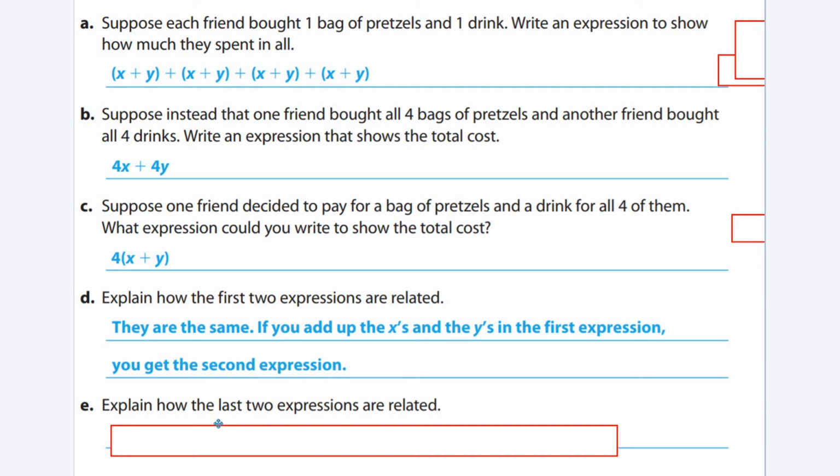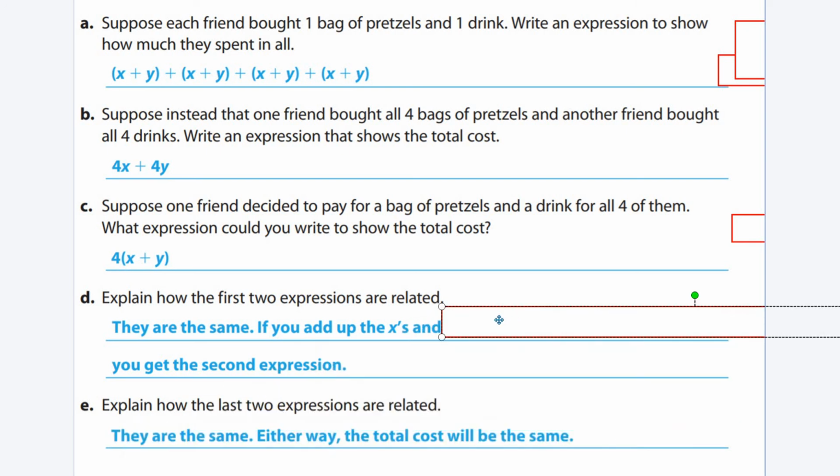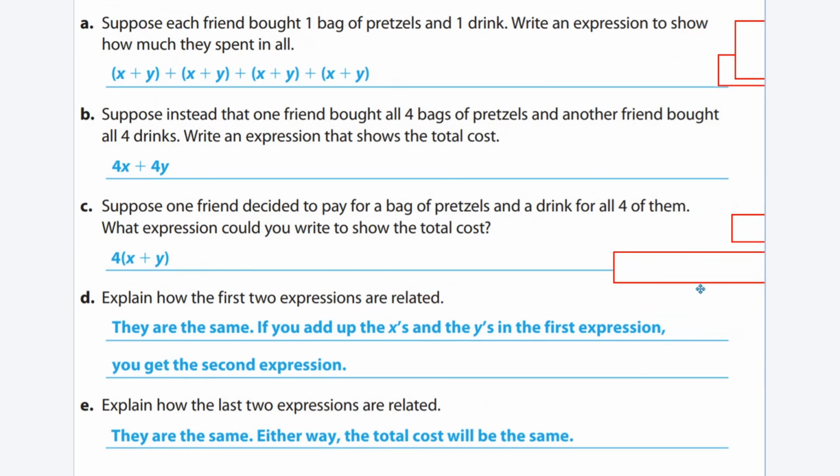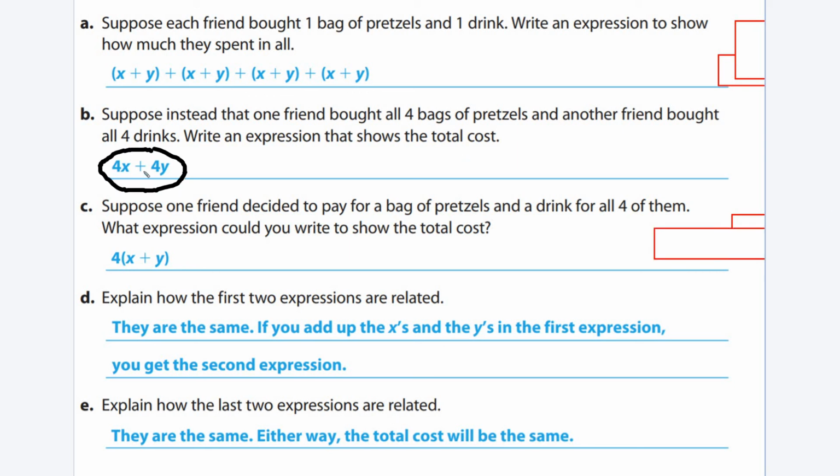Now let's look at question E. Explain how the last two expressions are related. They're also the same. Either way, the total cost will be the same. So the last two expressions are also the same. And what they did here is they used what we call the distributive property. And let's look at how they did that.